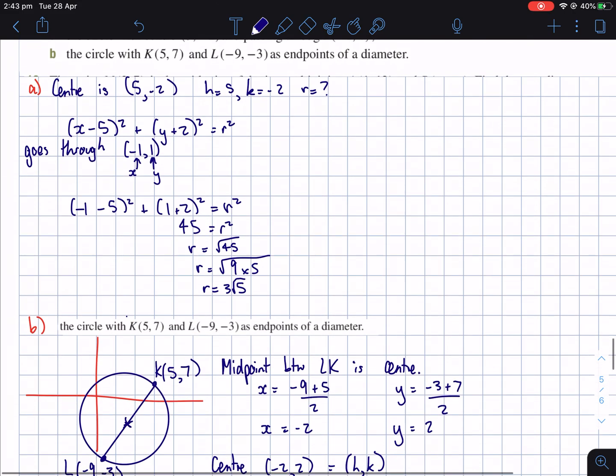This one, I forgot to give the equation for. So therefore, we've got x take 5 squared plus y plus 2 squared equals r squared, which was 45.